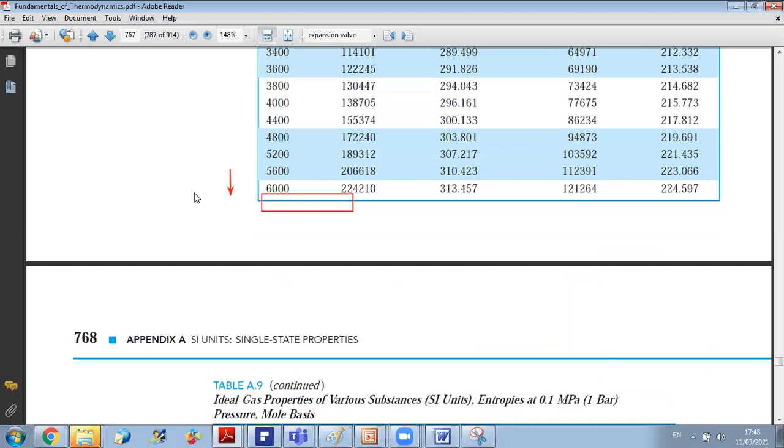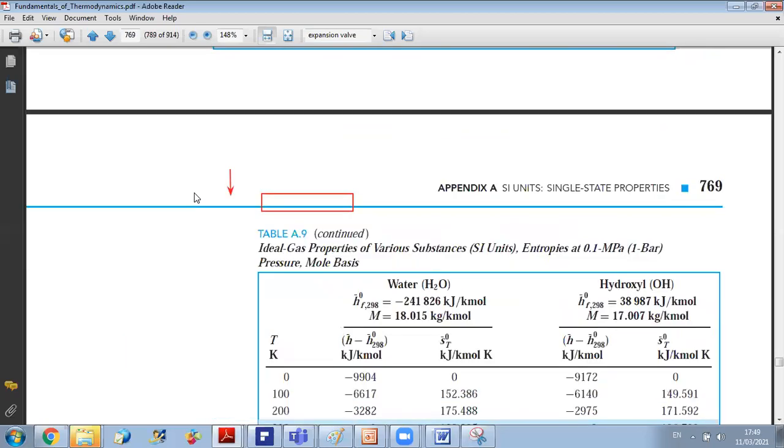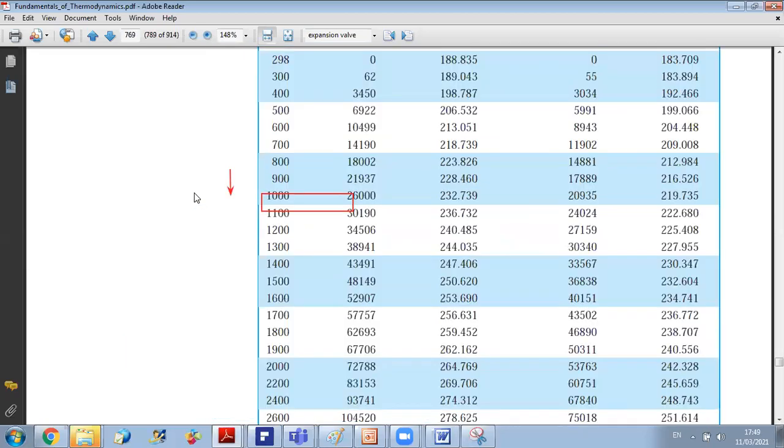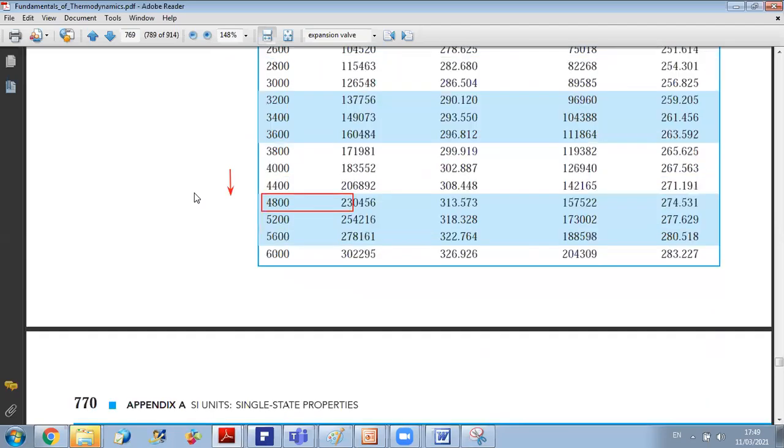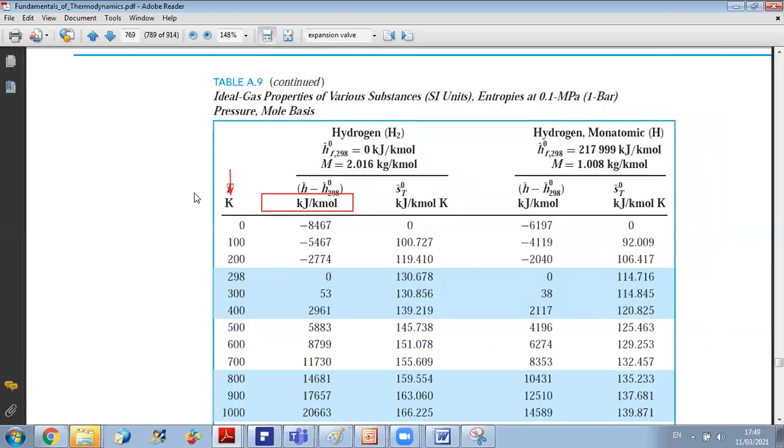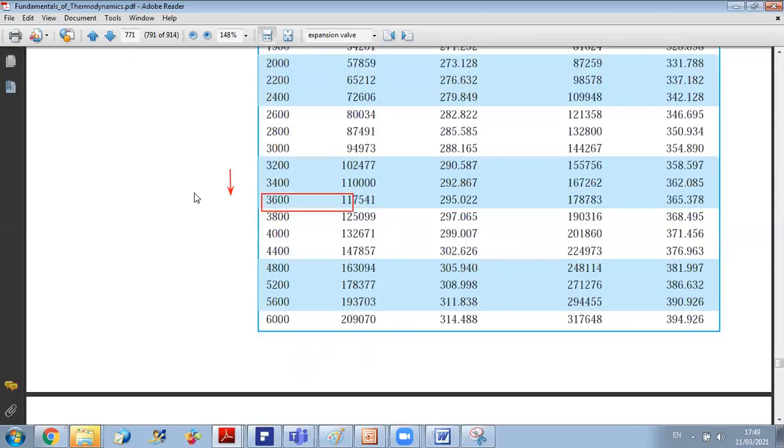Appendix B is mainly for water, and this is the most used one. We use it a lot because we are dealing with steam cycles in this chapter, and we also deal with refrigeration. In some cases, I can use refrigerants different than water, for example R410 or R134. We have several types of refrigerant, and each refrigerant has its own tables.